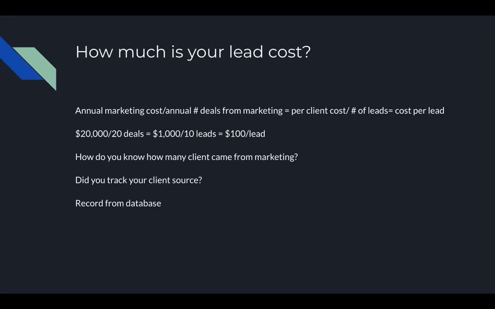And you can track where your clients are coming from. Record it in your database, and you can call the client or the lead and follow up with them.